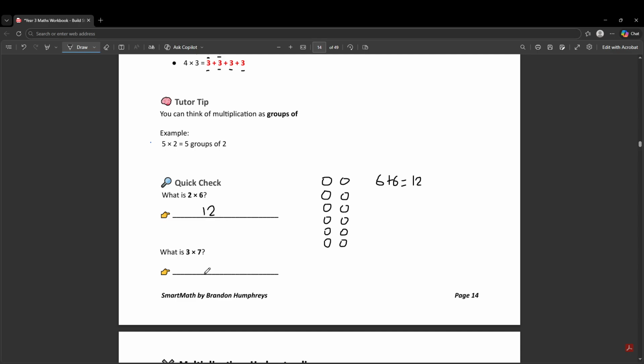Very good. Now I'll give you guys a chance to do the second question. 3 multiplied by 7. So again, we're going to go by drawing up our groups. So this is going to have 7 per group. So this will be our first group. And then our second group. And our last, group number 3.